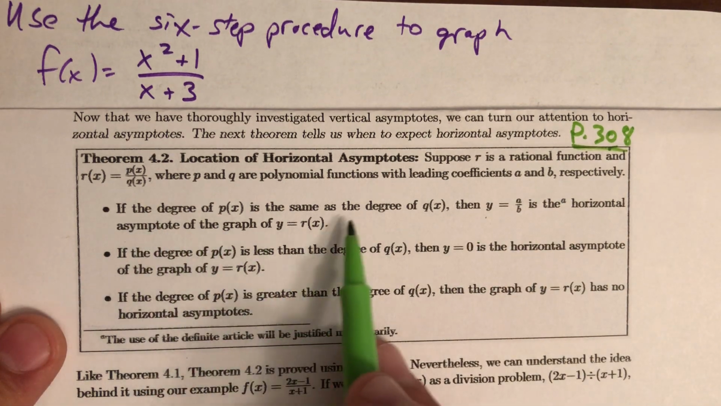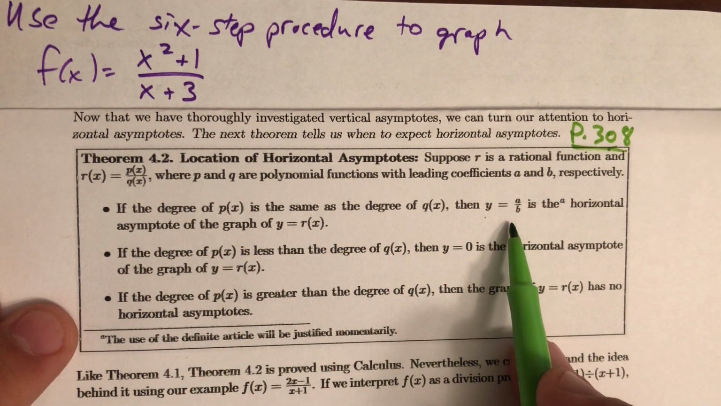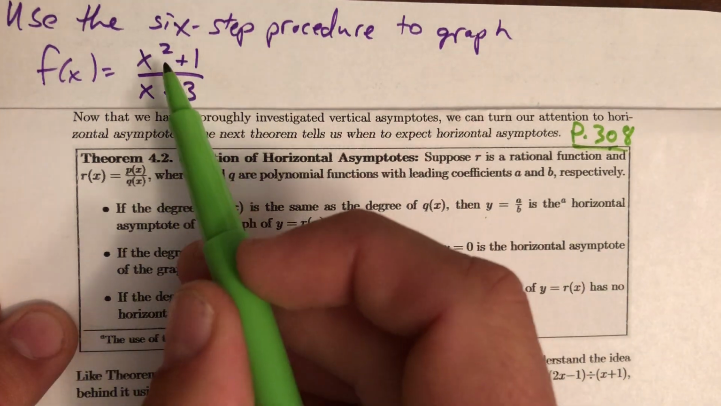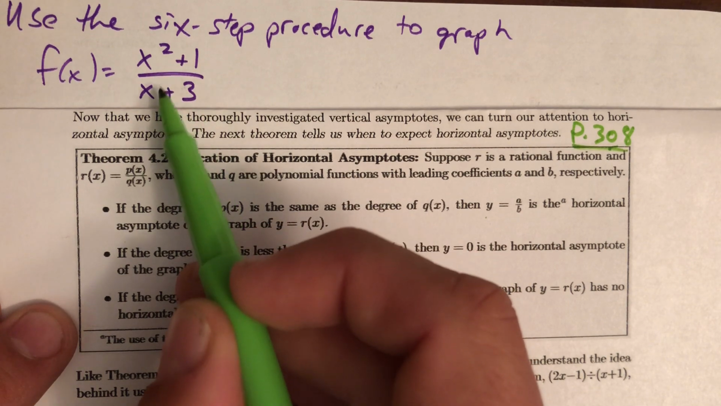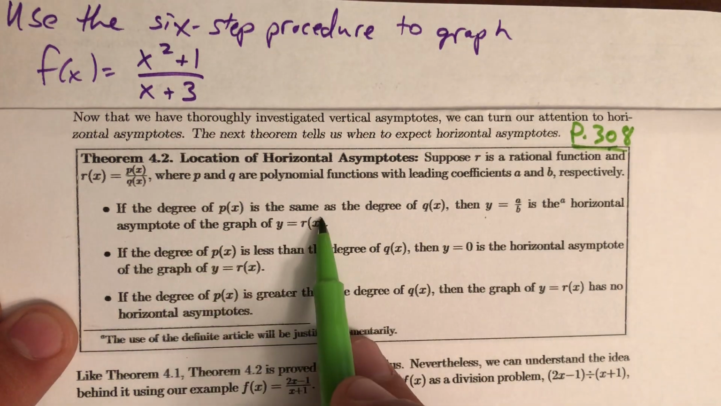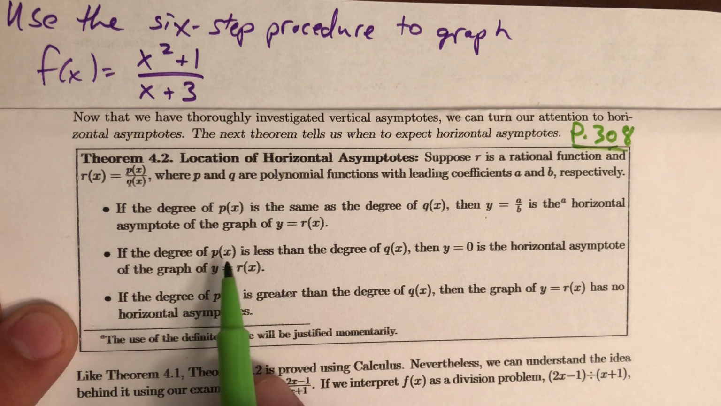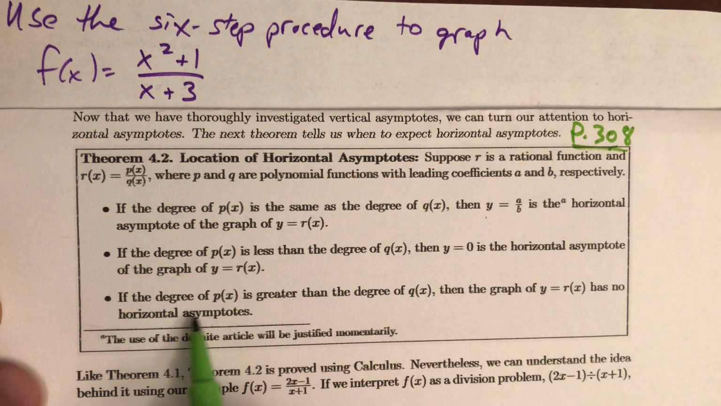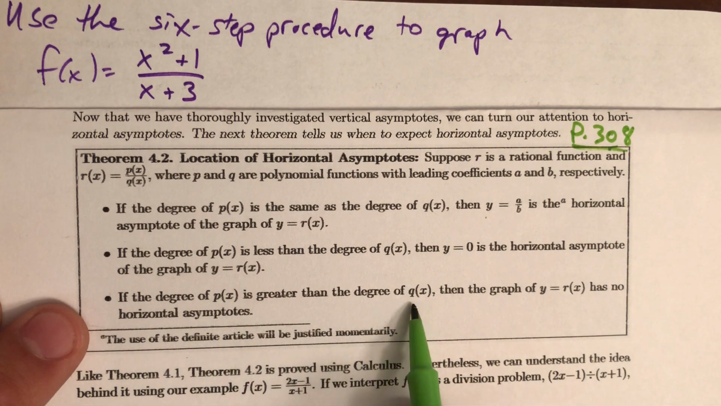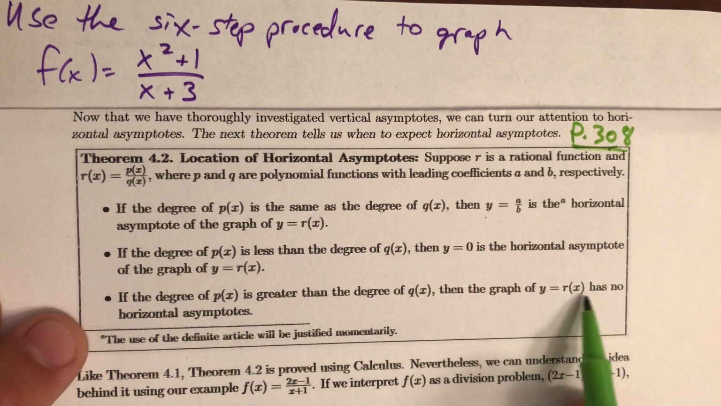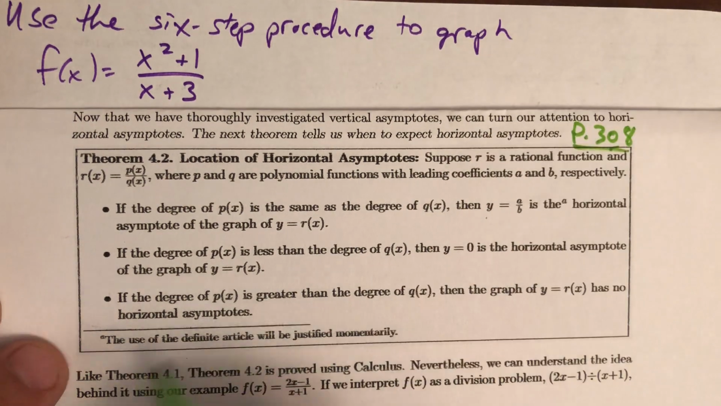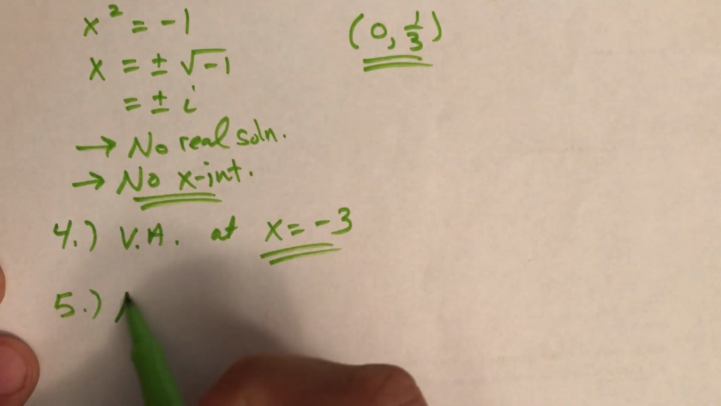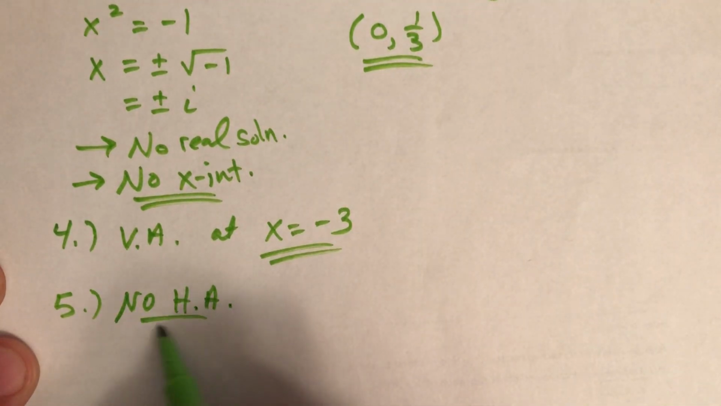So if their degrees are the same, then the horizontal asymptote, well, let's not even look at that. Let's just look at what we have, right? The degree in the numerator is 2. The degree in the denominator is 1. So if the degrees are the same, well, that's not our case. If the degree in the top is less than the degree of the, nope, that's not our case because the degree in the top is bigger. If the degree of the numerator is greater than the degree of q, which is the denominator, then the graph has no horizontal asymptotes. So that's where we're at. We don't have any horizontal asymptotes. So we say no horizontal asymptote.